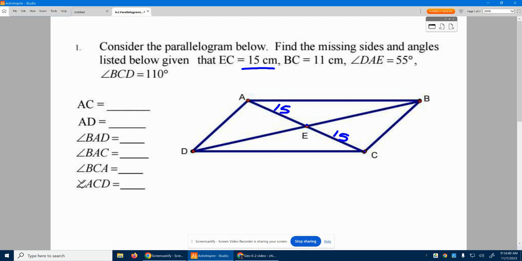I know that. Now, next it says BC is 11. Where's B and C? This side is 11. Well, parallelogram means the opposite side has to be the same length. Okay, so he's 11. It says DAE is 55. D to A to E. So this angle here down to there, that's 55.